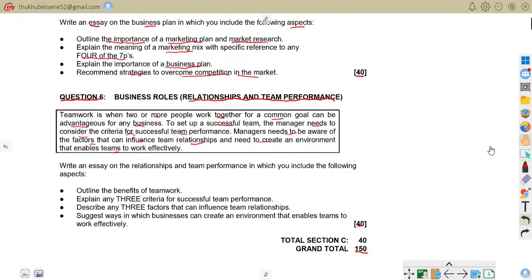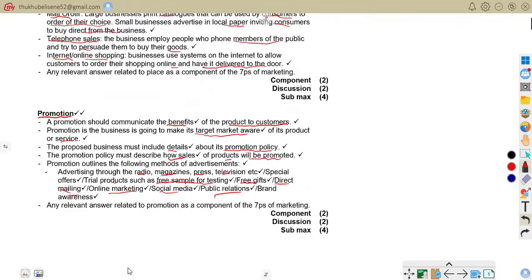So now you are to write an essay. Write an essay on the relationships and team performance in which you include the following aspects. Outline the benefits of teamwork. Explain 3 criteria for successful team performance. Describe 3 factors that can influence team relationships. Suggest ways in which a business can create an environment that enables the team to work effectively. So that is question 6, and then we have to attend to the answers.